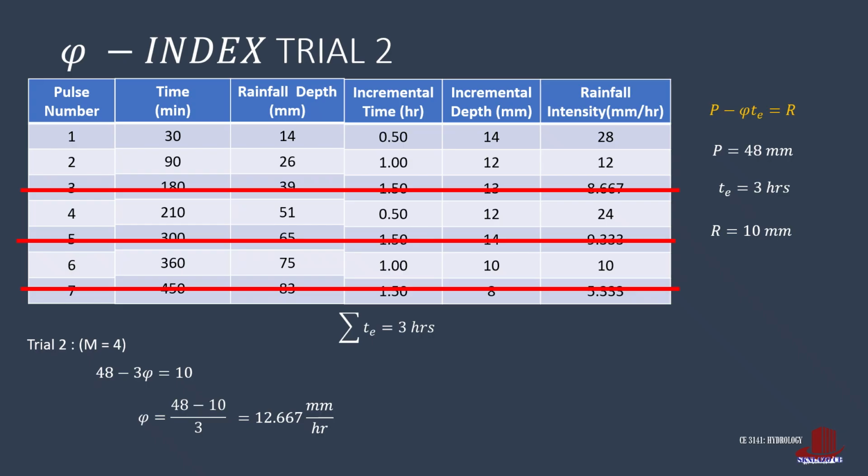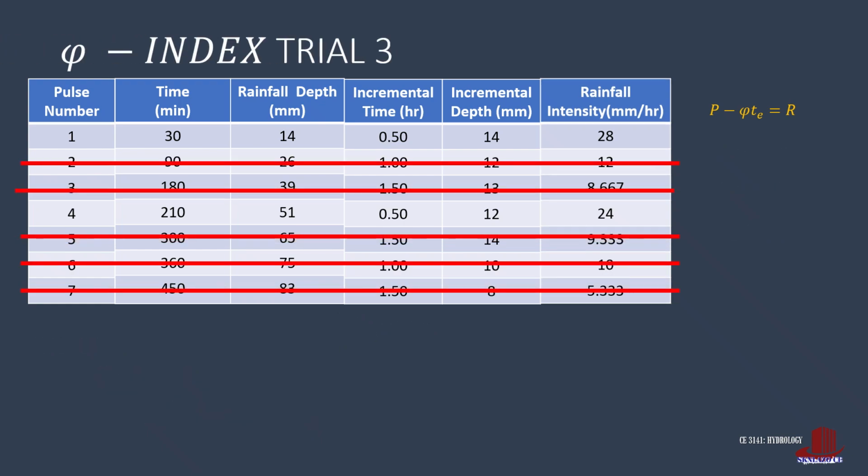Now compare the index with the remaining intensities. It is again observed that there are entries of intensities 12 and 10. They are lower than the index, which means the iteration should continue.